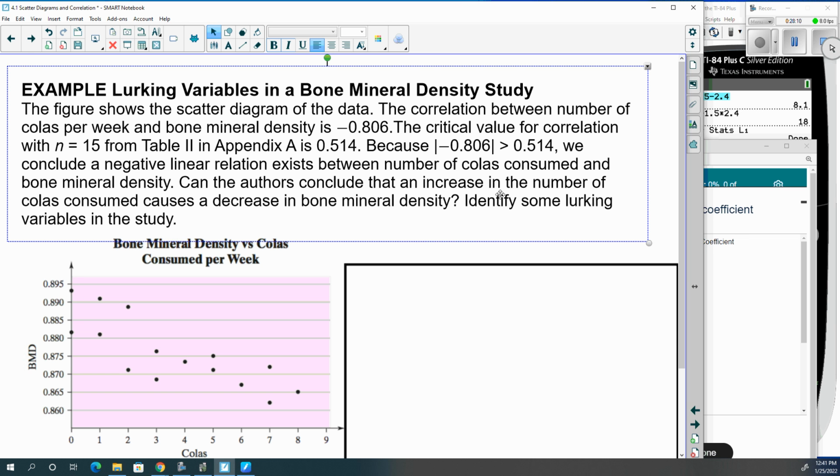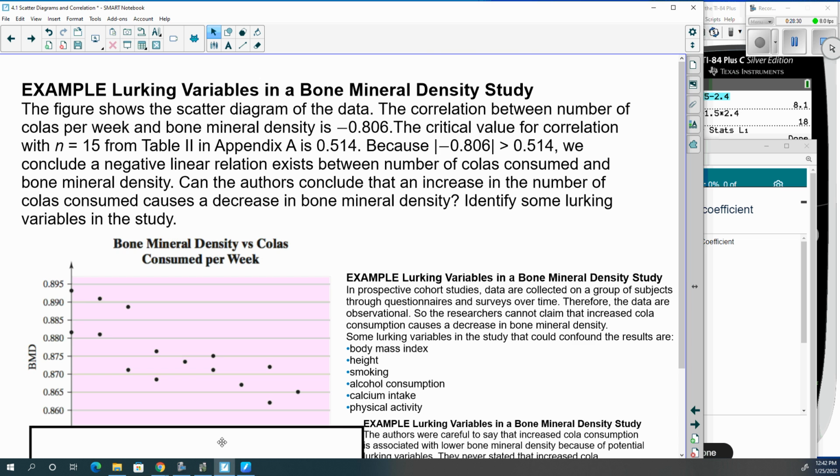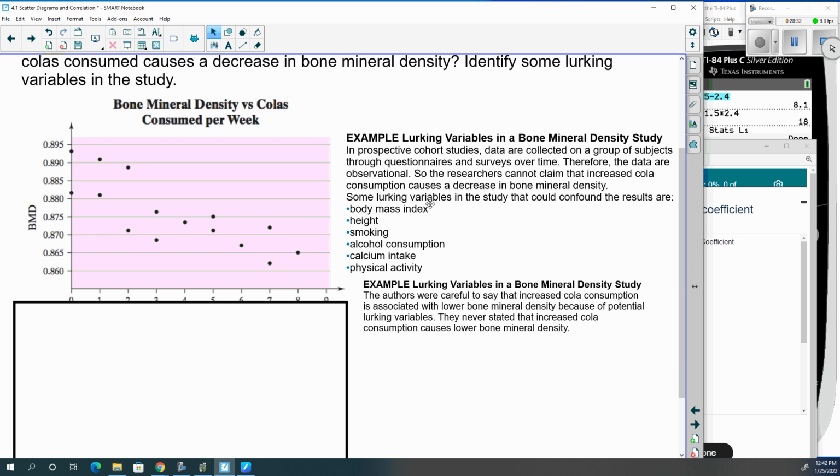Can the author conclude that an increase in number of colas consumed causes the decrease in bone mineral density? Okay, so even though there's this relationship, we can't necessarily say that drinking more colas is causing the bone mineral density to go down. They could say there's a relationship between them, but not necessarily that drinking Coca-Cola is causing it to go down. So it says some examples of lurking variables could be body mass index of the people, how tall people are, whether they smoke, their alcohol consumption, their calcium intake, their physical activities. So all of these things could be coming into play about that bone mineral density.